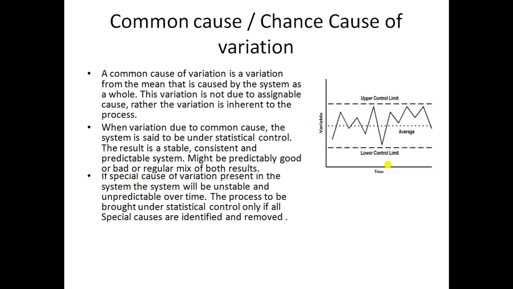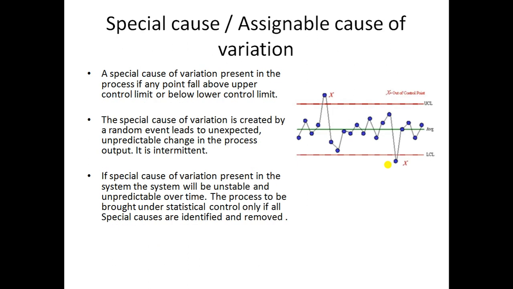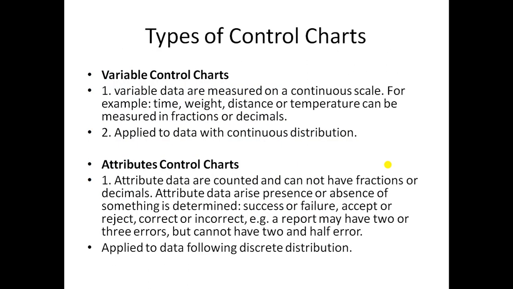So based on these common causes and special causes, the types of control charts have been formed. The types of control chart are called the variable control chart and the attribute control chart. The variable control chart is measured from a continuous scale, so you can understand that it is based on continuous data. For example, time, weight, distance, temperature, which can be measured in fractions or decimals or between whole numbers, if you recall the previous definitions. And this is applied to data with continuous distribution.